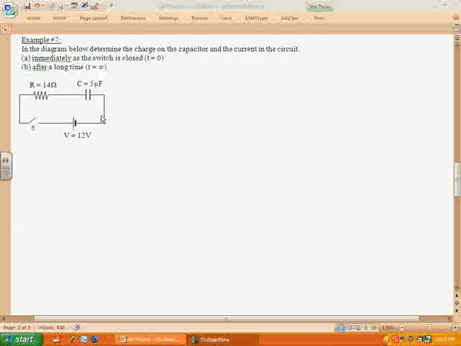Okay, so let's go ahead and look at the first one. This is example number 7 on the worksheet from my student's class. Alright, so we've got a diagram below. We're going to determine the charge on the capacitor and the current in the circuit at two different times.